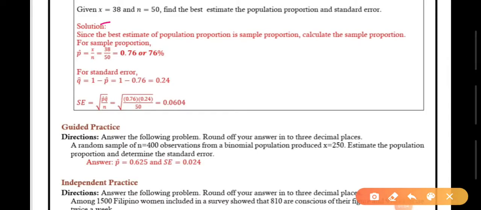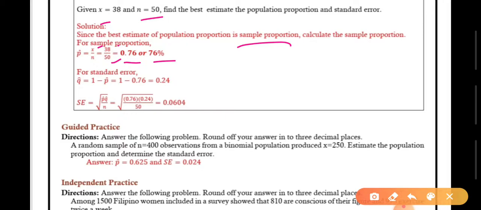Given our x is 38 and our n is 50, you have to find the best estimate of population proportion and standard error. Since the best estimate of population proportion is the sample proportion, calculate the sample proportion. Given the formula p hat is equal to x over n, x is already given, 38, and n is 50. Just divide both, then we'll have 0.76, or expressed in percentage, 76%.